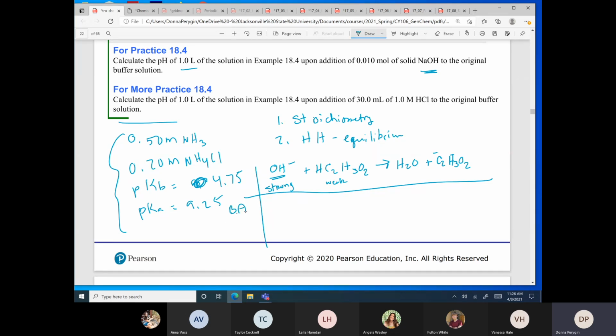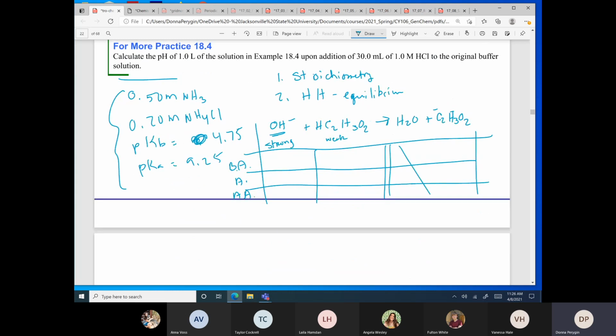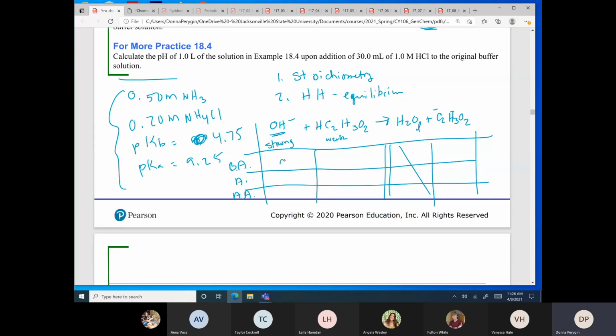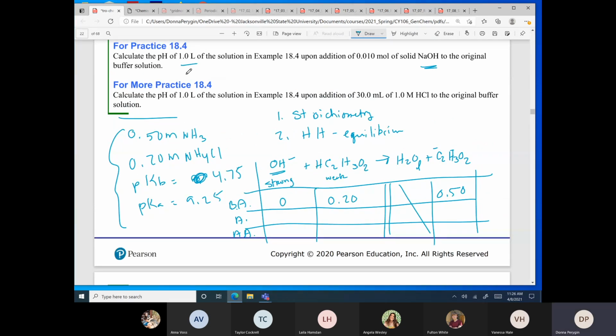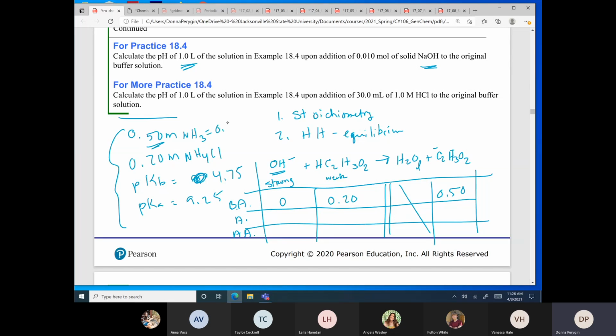Okay, so we've got our before addition and after addition. Those are the conditions here. Before addition, let's go ahead and draw all our lines here. We don't care about the water, because it's a liquid. We're starting out with about 0 moles of the hydroxide, and 0.20 moles of this and 0.50 moles of this. Let's back up a minute. We've got a 1 liter solution. So if we had 0.5 molar, that's 0.5 moles per liter. That means we've got 0.50 moles of ammonia and 0.20 moles of ammonium chloride.